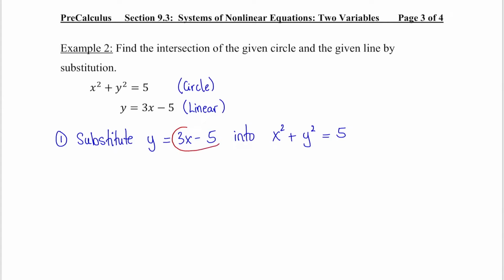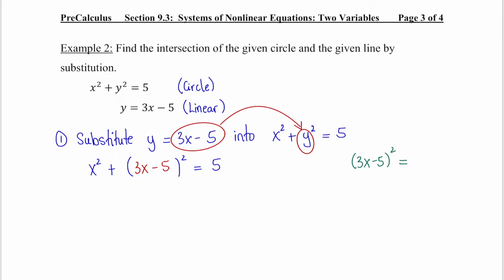So y is equal to 3x minus 5. And I will substitute that into this equation. So I have x squared plus 3x minus 5 squared equals 5. I am going to multiply 3x minus 5 squared out. 3x minus 5 squared is equivalent to 3x minus 5 times 3x minus 5. I will distribute this out.